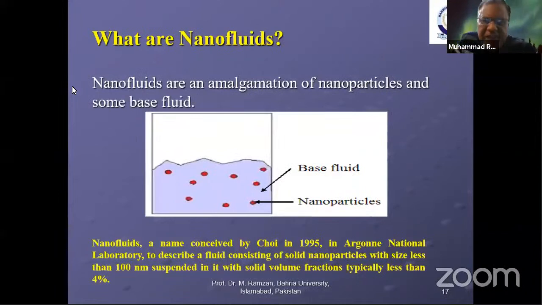Now, coming to the definition, nanofluids are basically an amalgamation of nanoparticles and some base fluids. The term nanofluids was conceived by Choi in 1995 at Argonne National Lab to describe a fluid consisting of solid nanoparticles with size less than 100 nanometers suspended in it, and solid volume fraction typically less than 4%. A nanofluid is a fluid containing nanometer-sized particles. These fluids are engineered colloidal suspensions of nanoparticles in a base fluid. The nanoparticles are typically made of metals, oxides, carbides, or carbon nanotubes. Common base fluids include water, ethylene glycol, and oil.